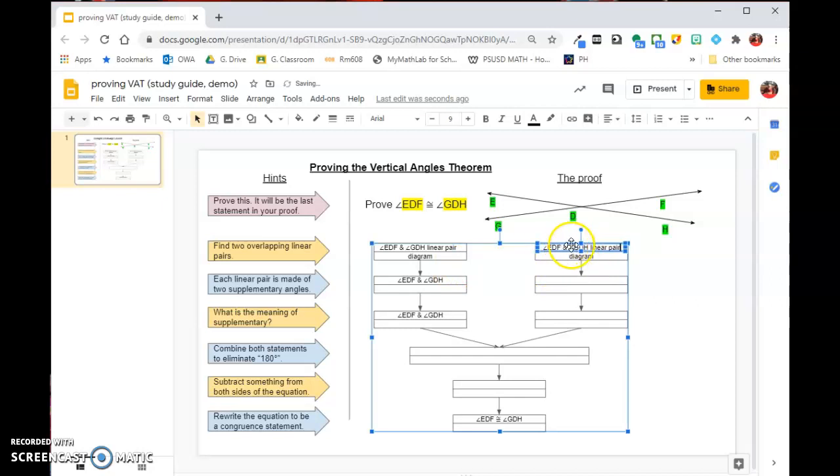Paste that in there, and it is no longer EDF. Okay, good. So here's my first mistake. It should be this angle and this angle, EDF, FDH. So let's go fix that over here. Got a little too confident with my copy paste. All right, now this angle and this angle, this should be GDH and FDH.